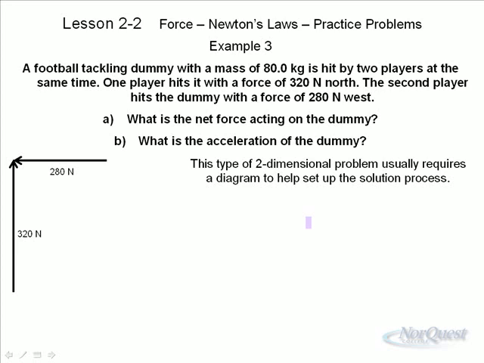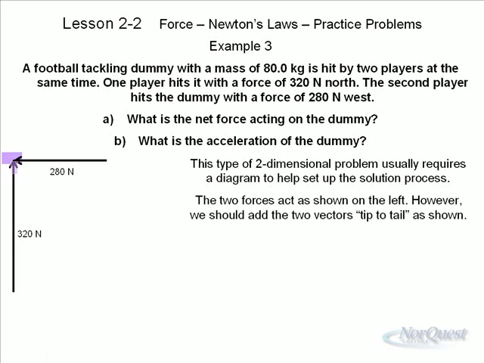So at the point of impact up here, of course, the tackling dummy is being forced both up and to the west, so it should probably go towards the northwest. Now, to do this kind of problem, we should use a vector diagram. The two forces act as shown on the left, but when you're doing this type of problem, you should add the vectors tip to tail. The first vector is 320 newtons. The second vector, the force vector, is being added to the first and therefore should be added in this way.